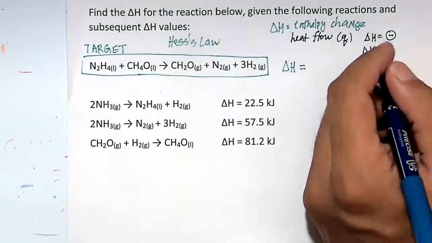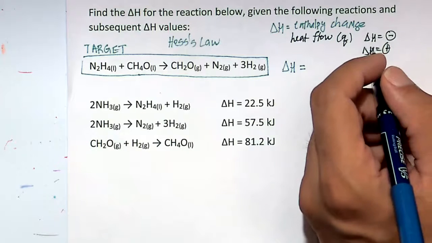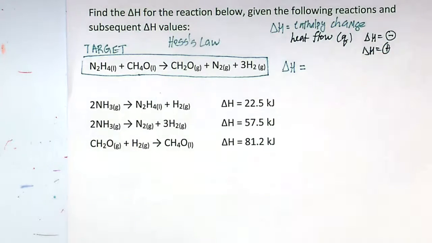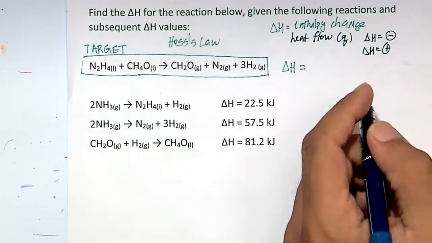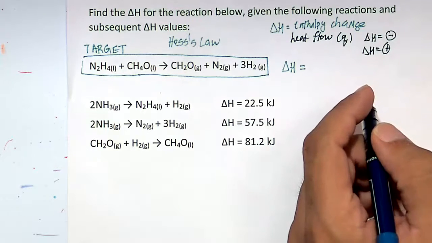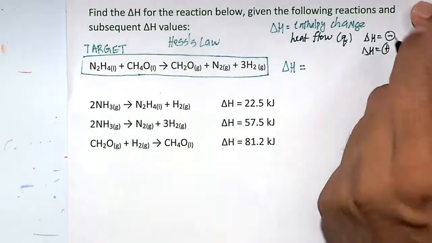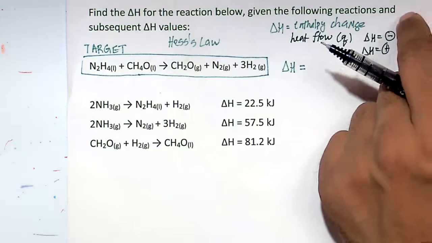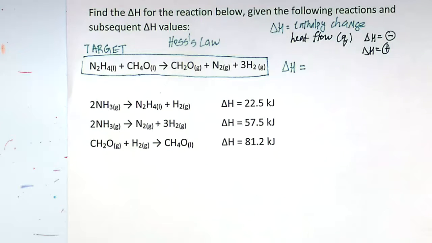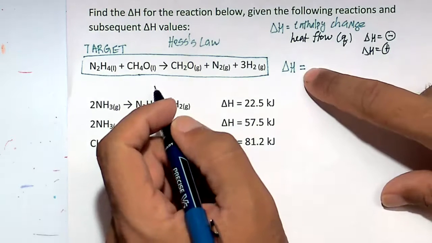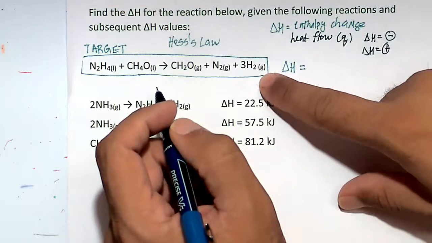So delta H would be positive if heat is coming in. Let's say you're my universe, I'm the system. Even the beaker, the container, is also part of the surroundings. And if it takes in heat from the universe, then the delta H is going to be positive. We call this endothermic, and if it's negative, we call it exothermic. All right, so this is the reaction. And what is our delta H?